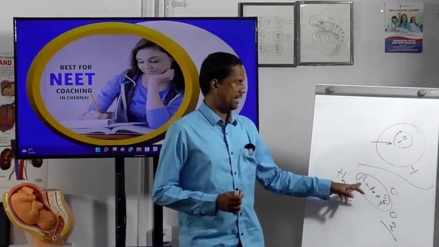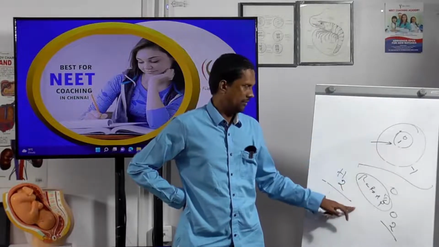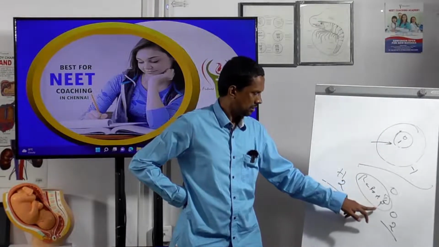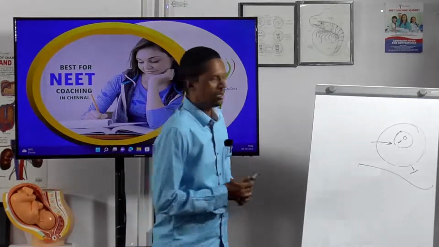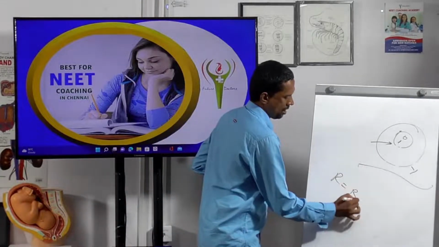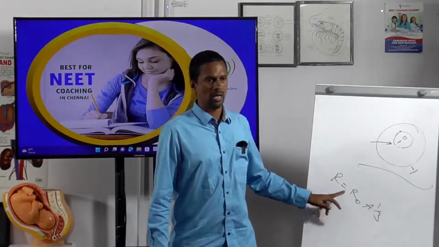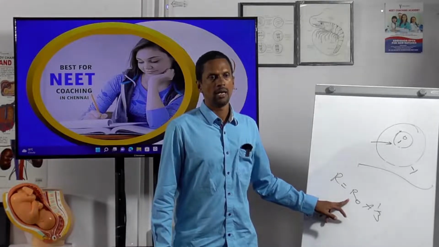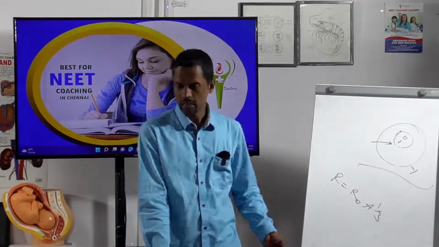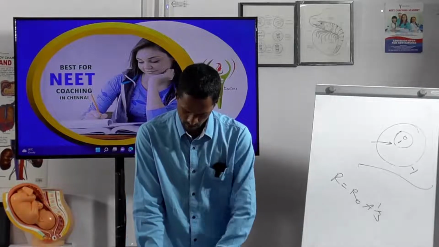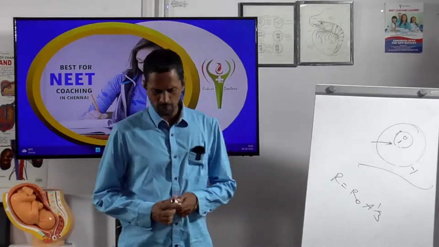R is the radius of the nucleus. R0 is a constant value, which is 1.2 into 10 power minus 15 meter, and A is the mass number.